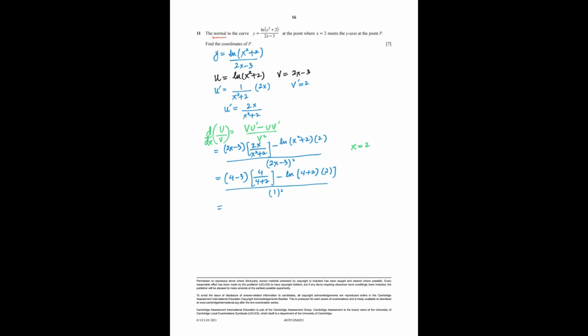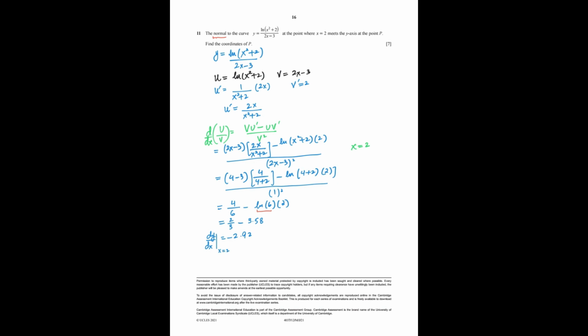So now you can solve your numerator. It will be 1 times 4 divided by (4 plus 2), 6, minus ln of 6 times 2 divided by 1. So there is no need to write down the value of 1 here. 4 upon 6, it's 2 divided by 3, minus. Now here ln is only with the value of 6, so you need to find ln 6 and then multiply the value by 2. So you will get 3.58. Alright. So when you subtract 2 divided by 3 minus 3.58, you will get minus 2.92. That is your dy over dx at the value of x equals 2.